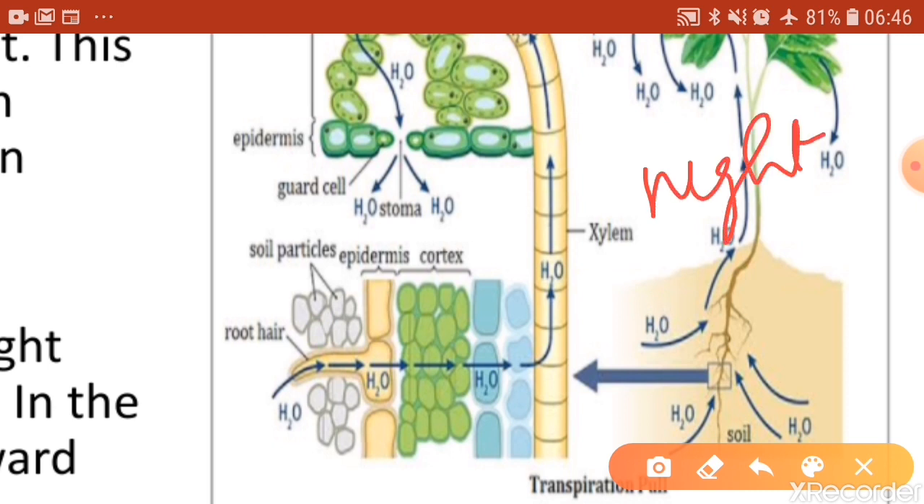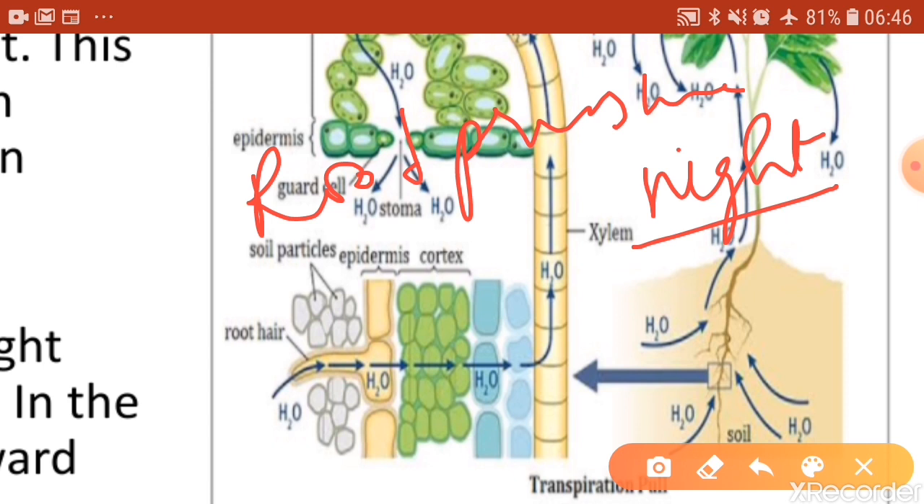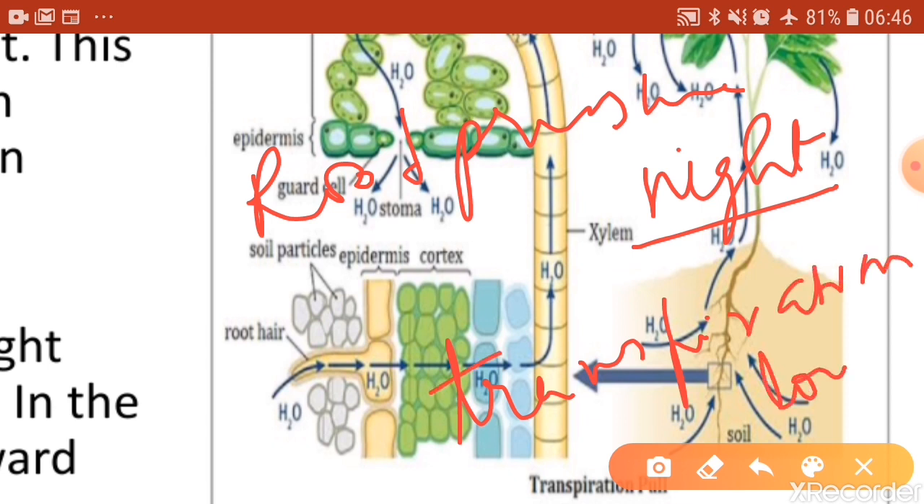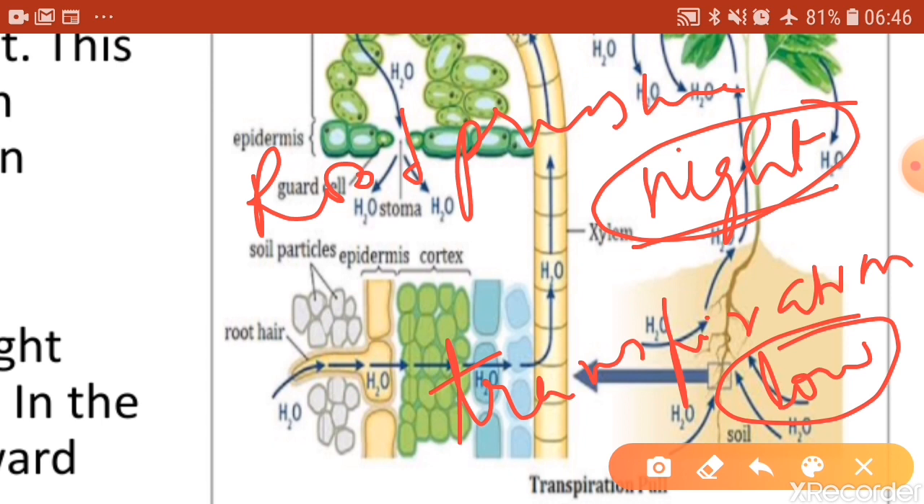So the root pressure is effective at night or early in the daytime when the rate of transpiration is quite low. You must be knowing about transpiration. Transpiration is a process by which the plants lose water in vapor form through their aerial parts. So at night and early in the morning, when the rate of transpiration is quite low, that time root pressure will be effective, because root pressure can give a mild push. They can push the water column in the upward direction.